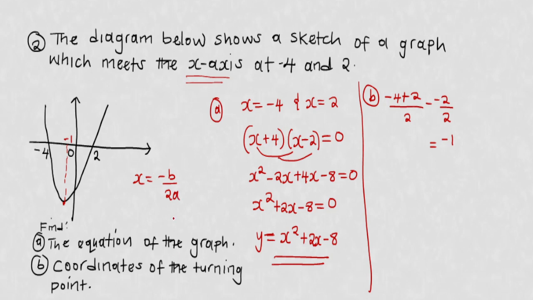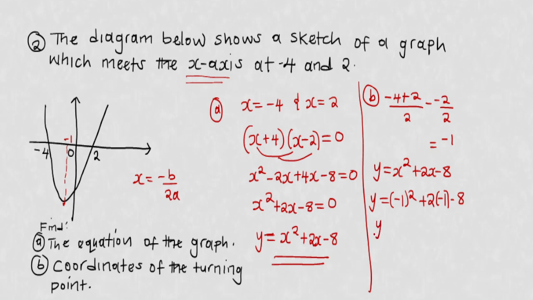Now that that has been found, I need to find the y coordinate. To find the y coordinate, I just have to use the equation. Since I already have the equation here, y is equal to x squared plus 2x minus 8. So y is equal to, what's the value of x? Negative 1. So negative 1 squared plus 2 times negative 1 minus 8.